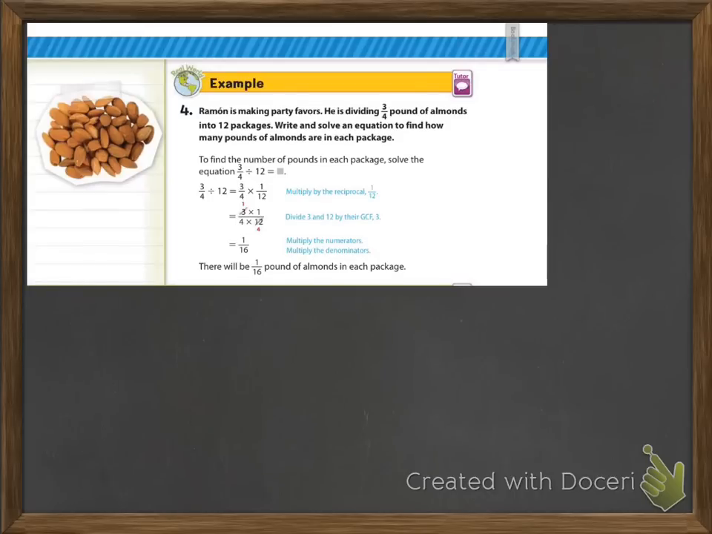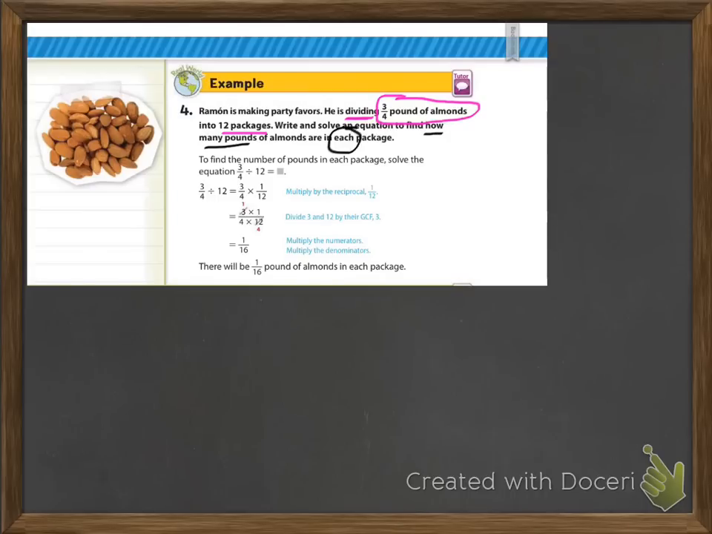So let's go ahead and look here. Hang on one second. All right, so I'm going to go through this problem with you for example 4. It says Ramon is making party favors. He is dividing. Oh, check that out. They helped you out. They used the word dividing. You should underline that. He is dividing 3/4 pounds of almonds into 12 packages. Write and solve an equation to find how many pounds of almonds are in each package.